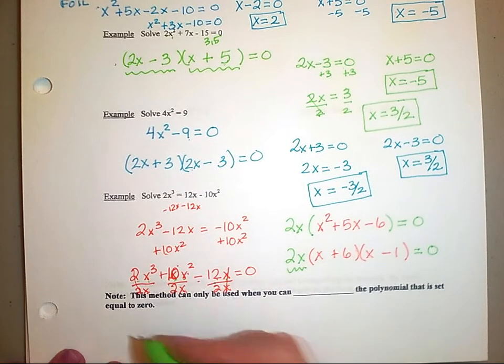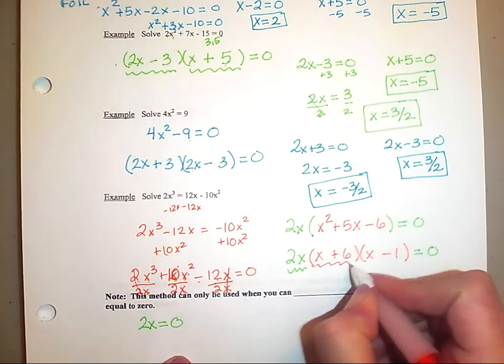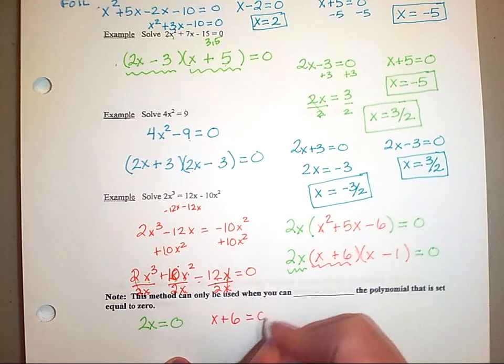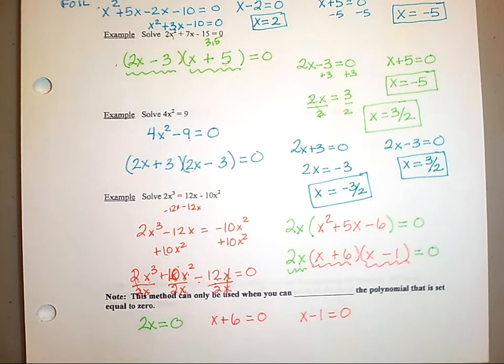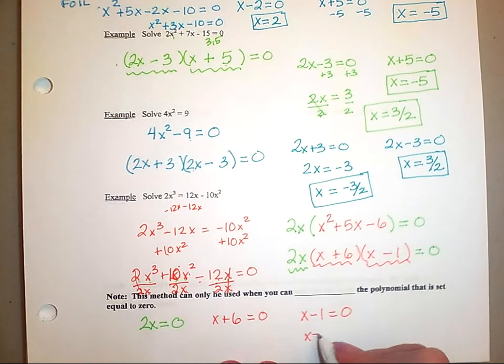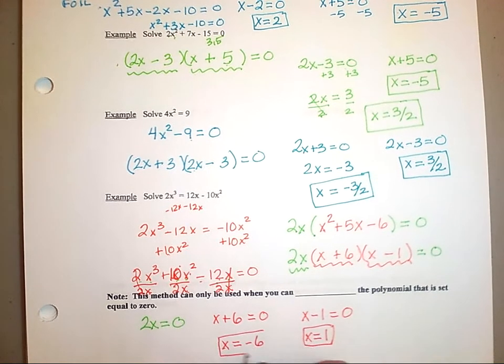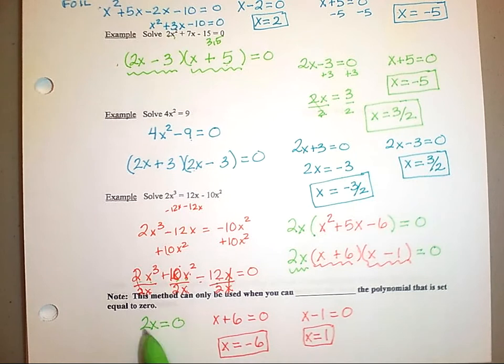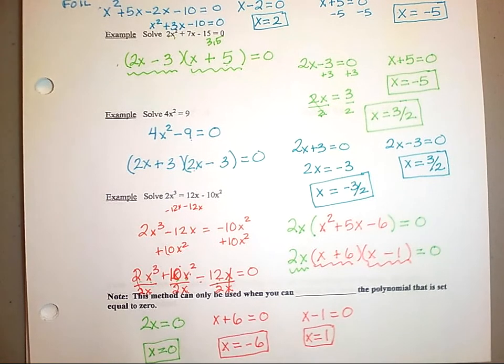So it's either that 2x equals 0, or this first x plus 6 equals 0, or this second x minus 1 equals 0. And now these are very simple equations for us to solve, so we know that x is equal to 1. Here, subtracting 6 from both sides, x is equal to negative 6. And here again we can use the logic: if 2 times x equals 0, well, 2 doesn't equal 0, so it must be that x equals 0.